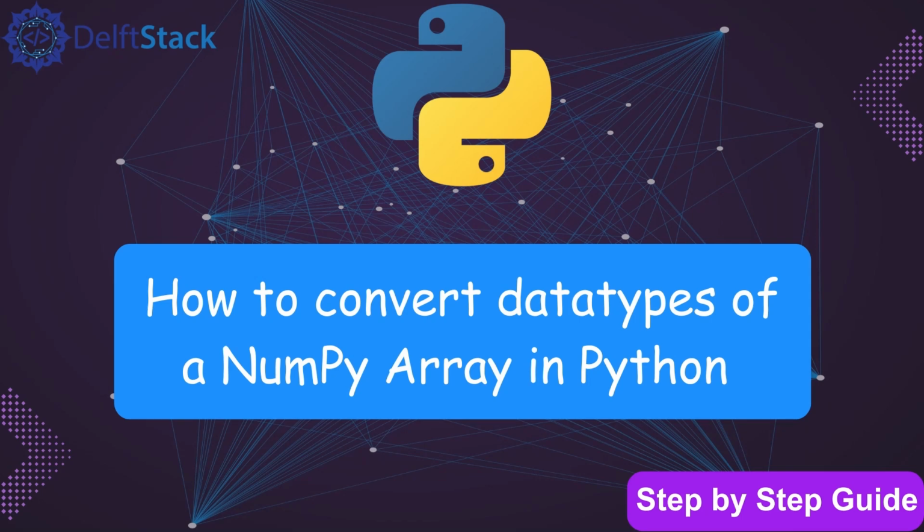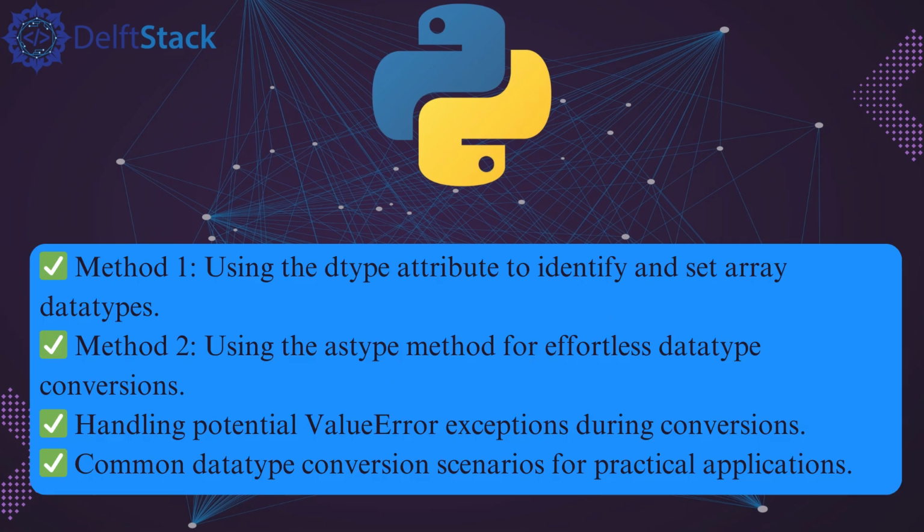Today we'll explore data types in NumPy arrays and how to convert between them. In this tutorial, we'll delve into the dtype attribute for identifying data types and using it to explicitly set the data type for an array. We will discuss the astype method for seamless conversions. We'll also cover how to handle potential conversion errors and discuss common scenarios where data type conversions are essential.